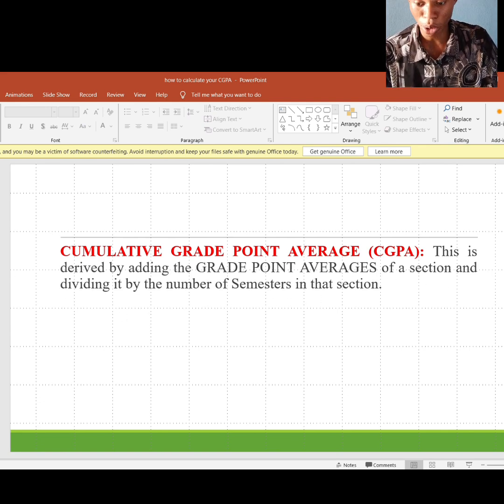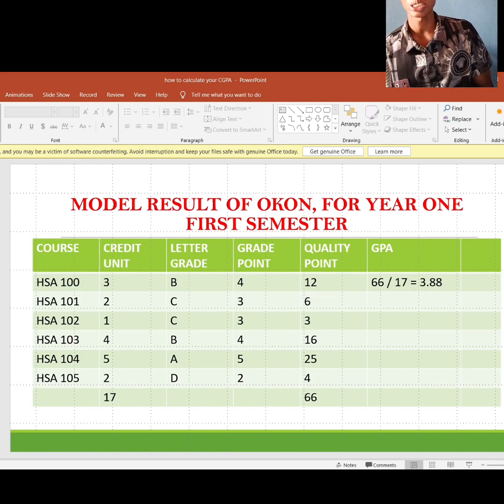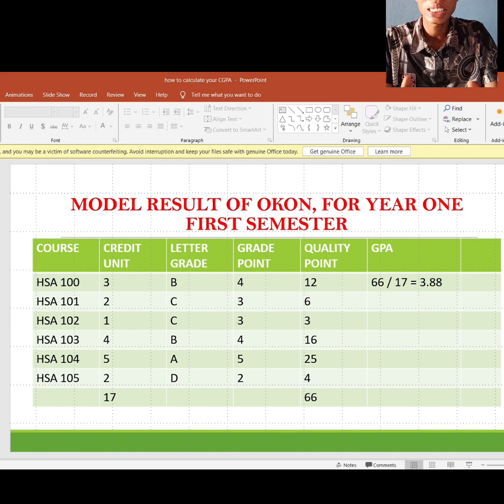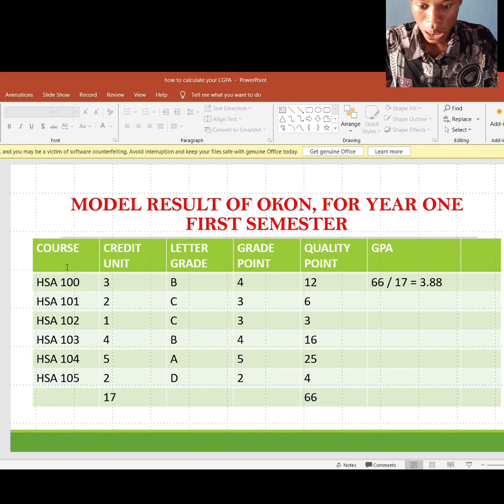Now let's look at this. Let's say this is Okon's model result for year one first semester. These are the courses on this side. These are the credit units. These are the letter grades. These are the grade points and quality points. Now let's take it together. These are the course codes.